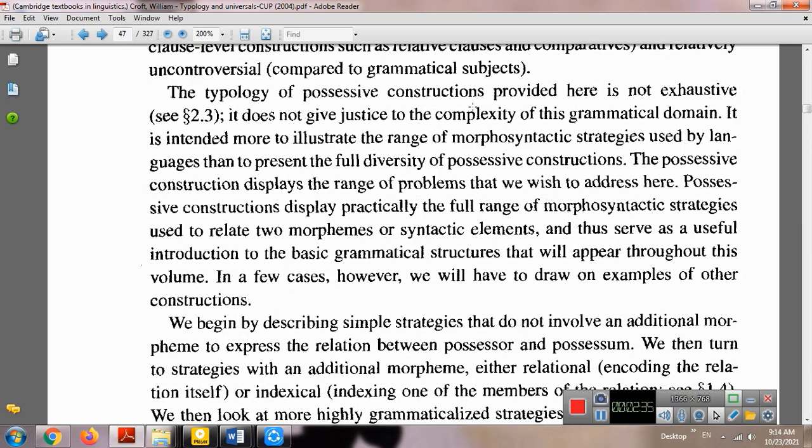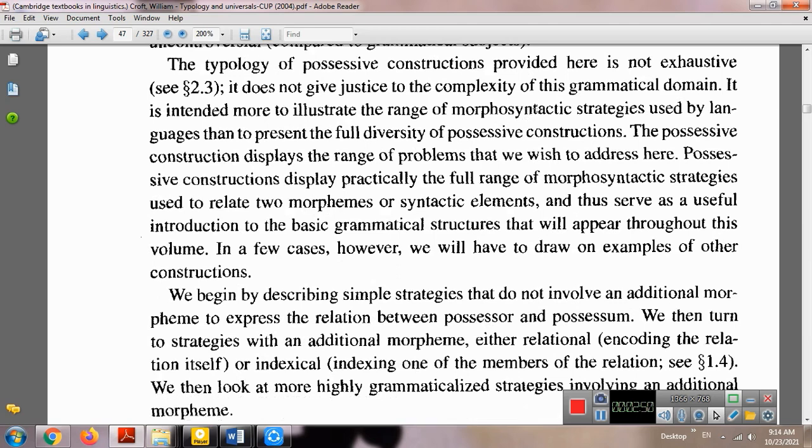The typology of possessive constructions provided here is not exhaustive. It doesn't do justice to the complexity of this grammatical domain. It is intended more to illustrate the range of morphosyntactic strategies used by languages than to present the full diversity of possessive constructions.